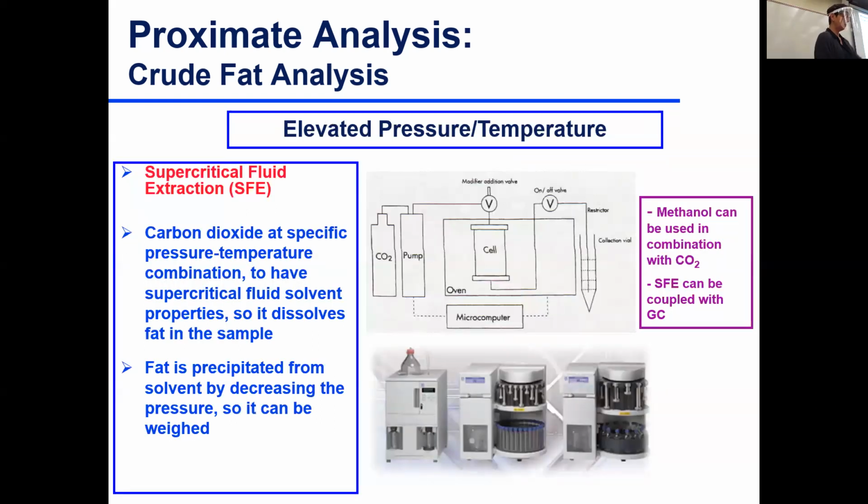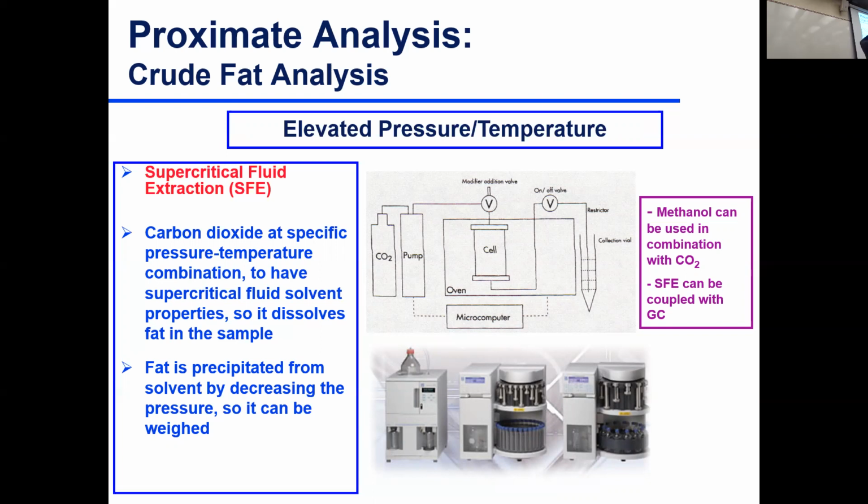So other forms for extracting fat, and usually this is used mostly as a defatting step prior to another analysis or another process, but it can be used for determining fat content, though it's not commonly used for that. So elevated pressure and temperature. Under this category, we have supercritical fluid extraction, SFE, and we have accelerated solvent extraction. We'll talk about it in the next slide.